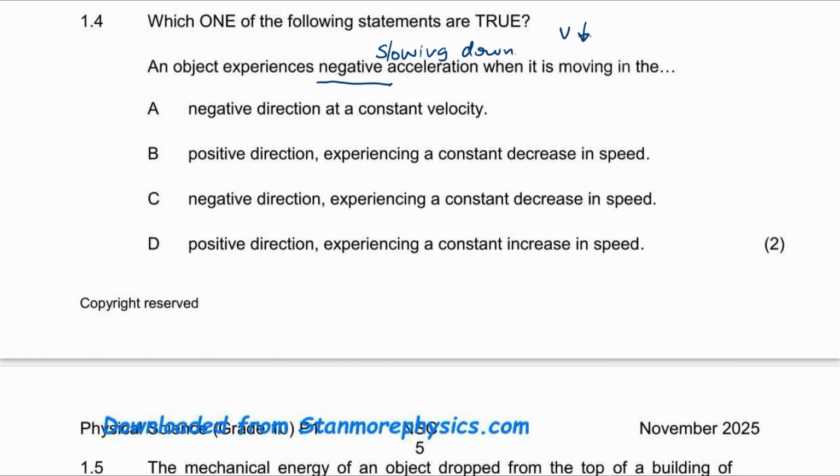So moving in negative direction at constant velocity, that's out. Positive direction, experiencing a constant decrease in speed. C, negative direction, experiencing a constant decrease in speed. Or D, positive direction, experiencing a constant increase in speed. I think it's clear here that D and C are going to be out. The answer is going to be B. Because if you imagine a car that is moving to the right, that is the positive direction. It is slowing down, which means that the acceleration is in the opposite direction. So slowing down.